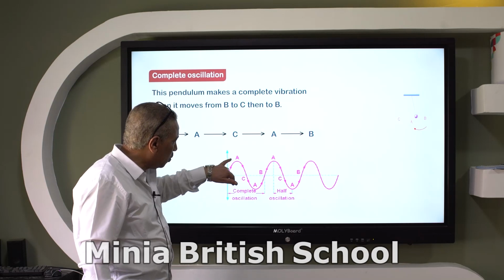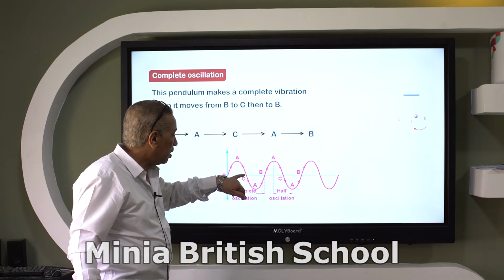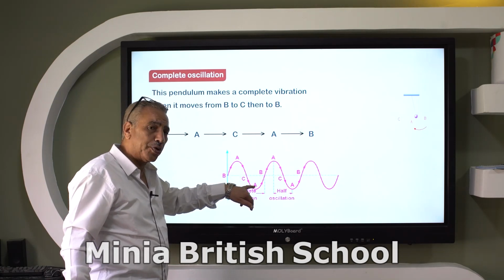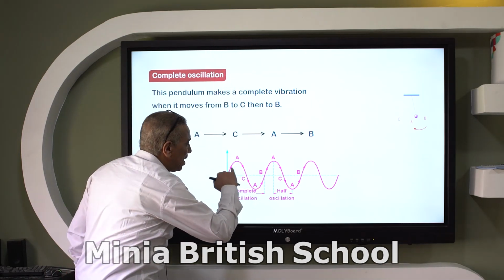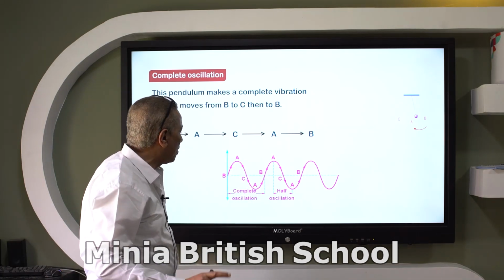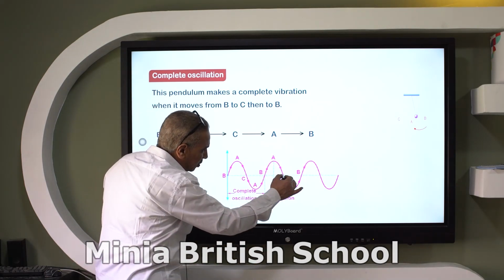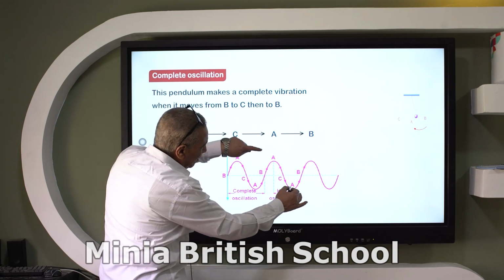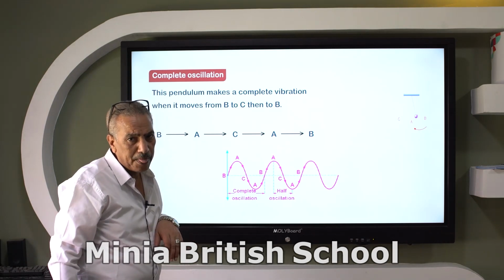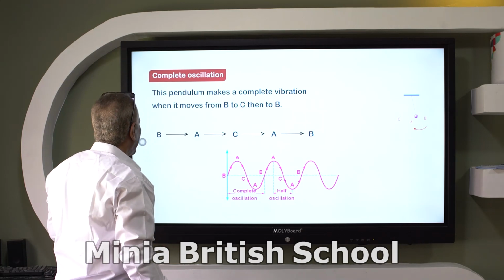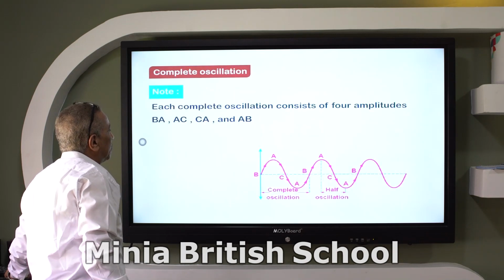Or from B to A, this is the first displacement. From A to C, this is the second displacement. From C to A, again, this is the third displacement. From A to B, this is the fourth displacement. I mean, from B to B, the body made one complete oscillation. But from A to A, there is one displacement, then the second displacement, so this is a half complete oscillation because the body made two displacements only. So we have to know what the complete oscillation is and how we can calculate it.